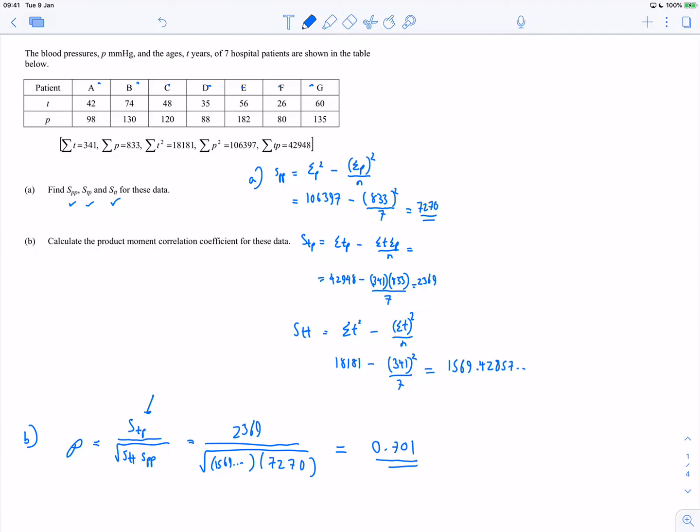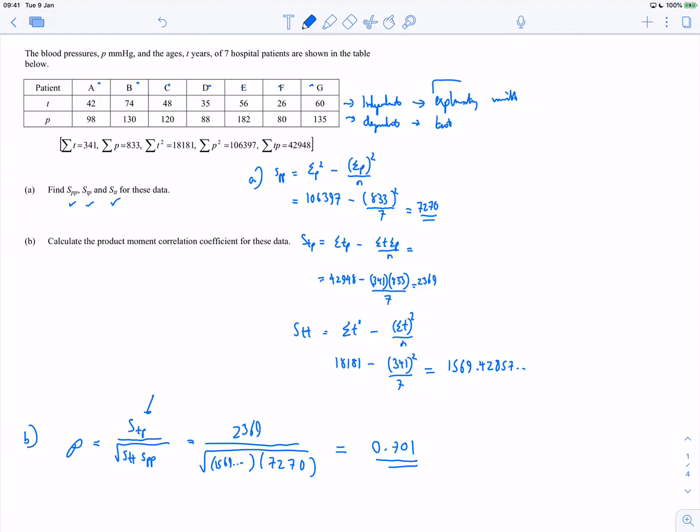0.701. So this is a fairly strong positive correlation. So this would imply that as you increase T, then P increases as well. If you're interested, the blood pressures and ages, well, okay, T is the ages of the patients. So I'd probably say that's the independent one. And that means the blood pressure is the dependent one. And now often the independent variable is called the explanatory variable. And the dependent variable is the control, not the control. It's just the test variable.